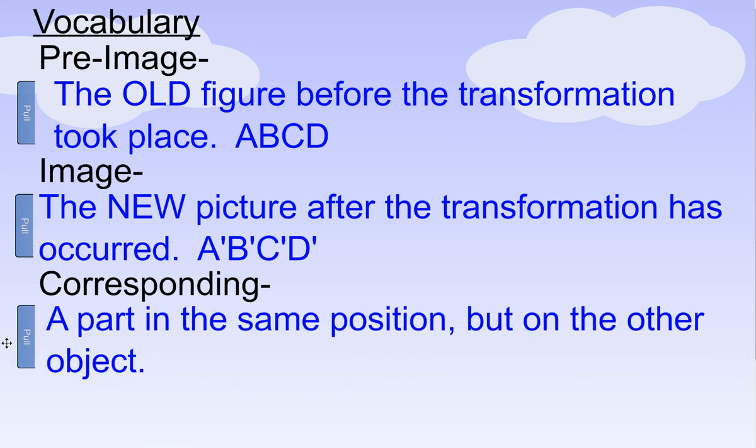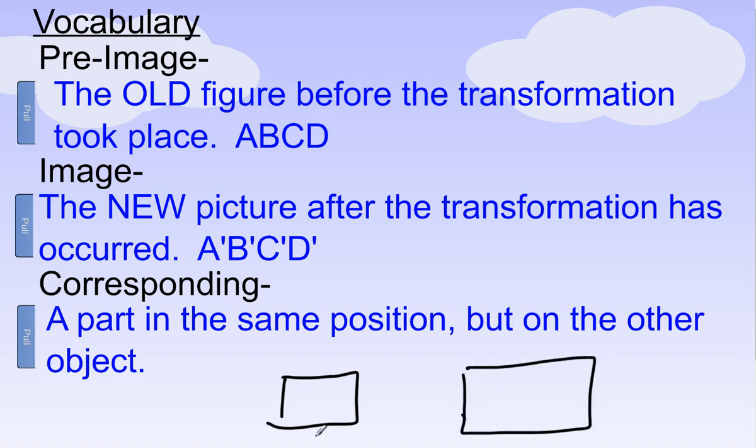And finally, corresponding. Corresponding are parts in the same position but on the other object. So two corresponding angles, for example, if I'm talking about a rectangle here and a rectangle here, if these two images are similar or corresponding, then this angle would correspond to that angle.